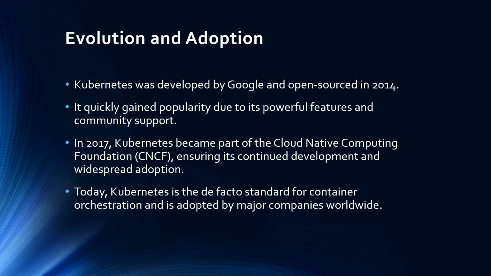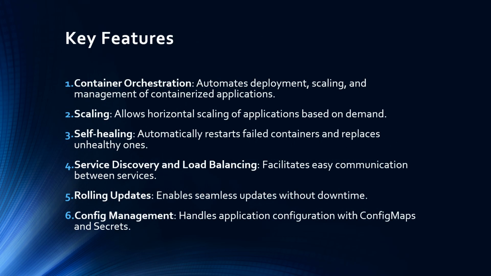and sophisticated deployments. Let's explore the key features that make Kubernetes such a powerful container orchestration platform. These features form the foundation of its capabilities and demonstrate why it has become the industry standard for container orchestration. Container orchestration is at the core of Kubernetes. It automates the deployment, scaling, and management of containerized applications. This means you can define how your application should run, and Kubernetes handles the details of making that happen across your infrastructure. Scaling is one of Kubernetes' most powerful features.